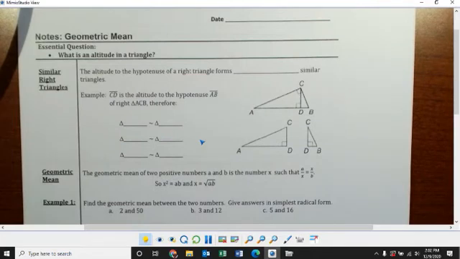Today we're going to have some fun with geometric mean and similar right triangles. Okay, so here we go.